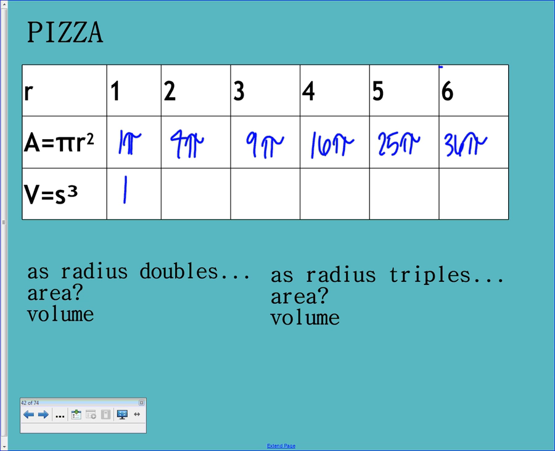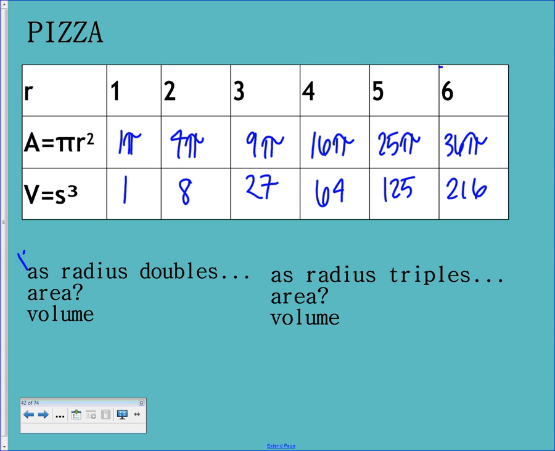So if I had a radius of 1, that'd be 1 to the third is 1, 2 to the third is 8, 3 to the third is 27, and we get 64, 125, and 216. So we can see as we change the radius, it definitely changes the area, gets bigger, and the volume gets much, much bigger. So let's look and see what more specifically is happening.